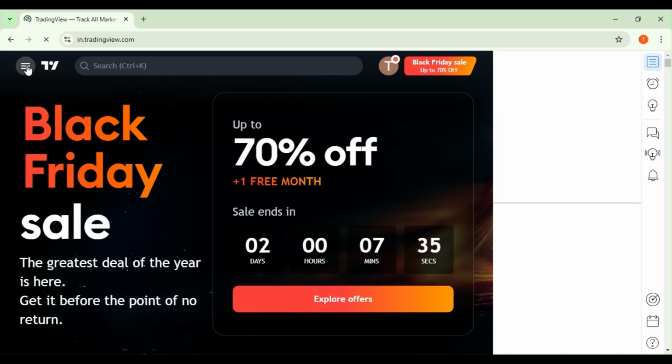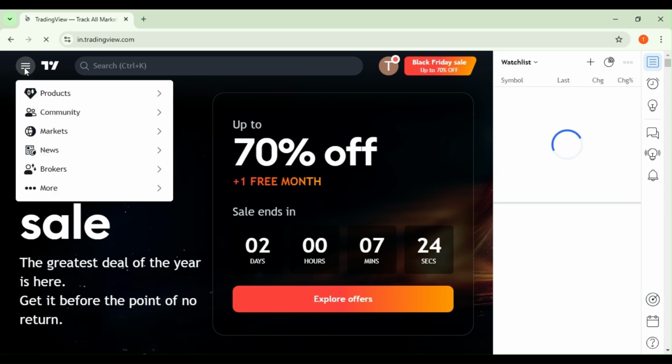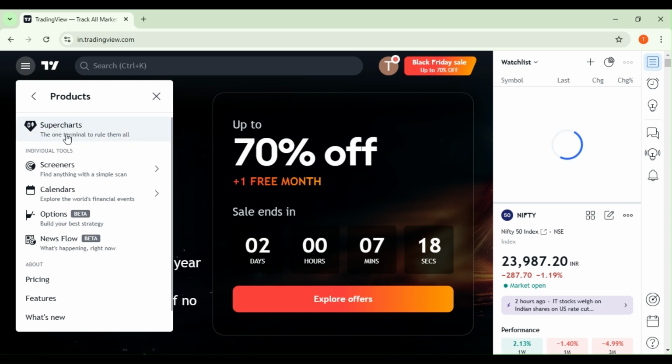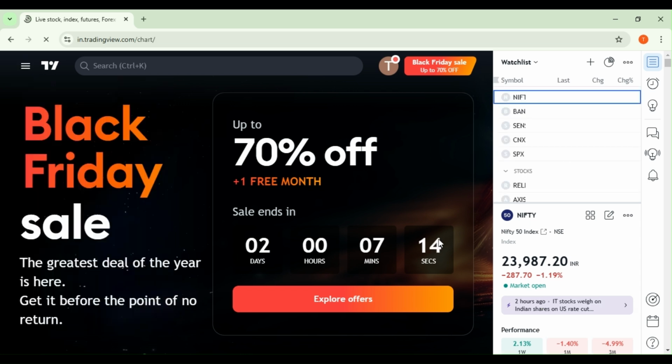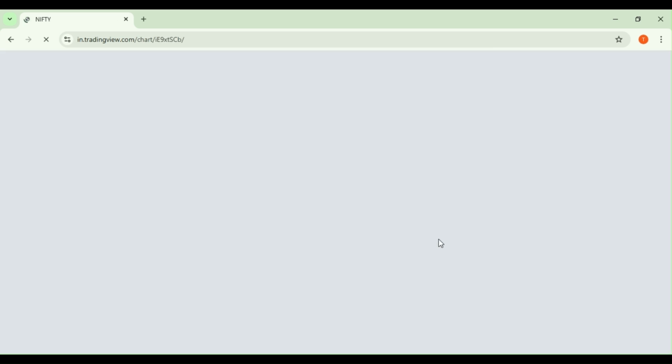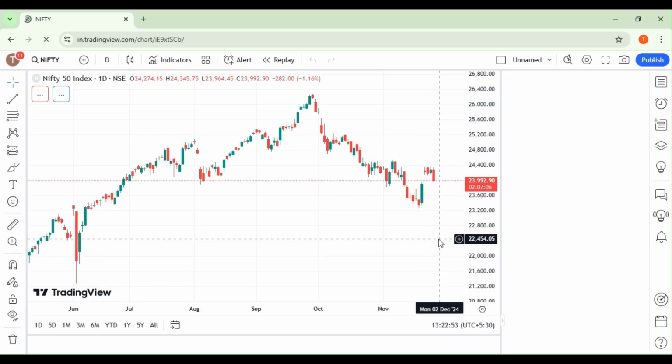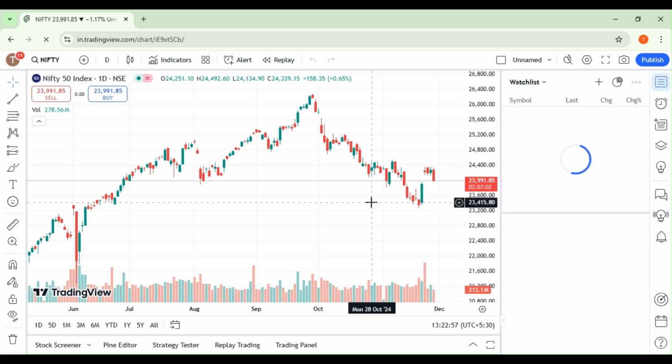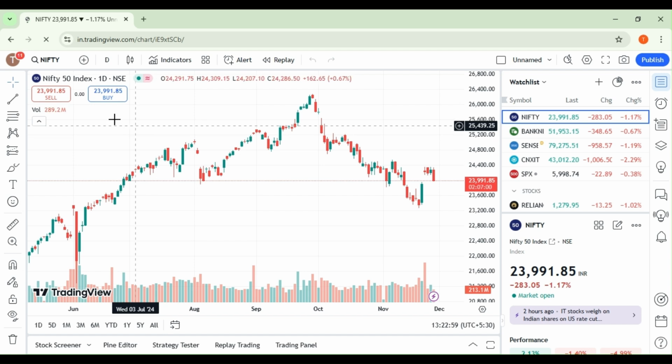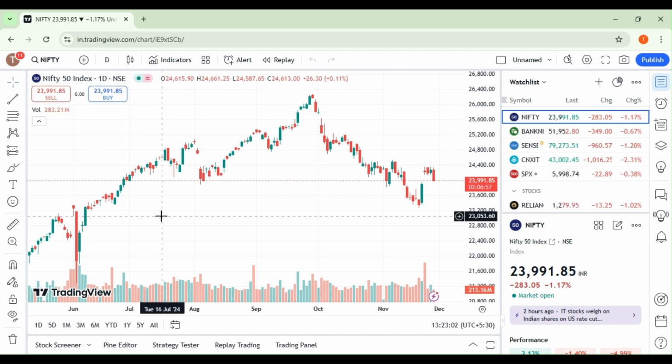Now I'll go to this menu, and then Products, then Supercharts. See, this chart has opened. Now, by default, it has taken that index that we talked about, the Nifty 50 index. So this is one of the most important indices that we have in our stock exchange.